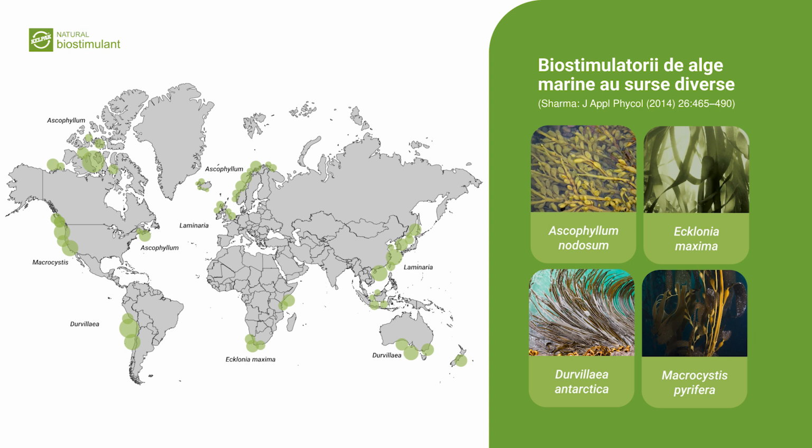You can also find Macrocystis species, which is quite dominant on the west coast of the United States. You have Durvillaea species that you find on the South American coast and then also the southern part of Australia. And then the seaweed species we use, Ecklonia maxima, you find on the southern tip of South Africa.